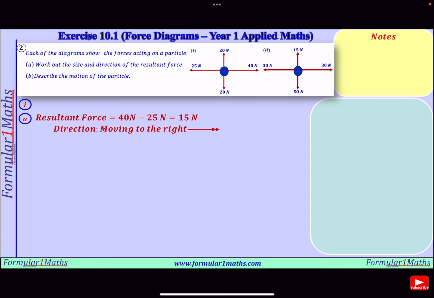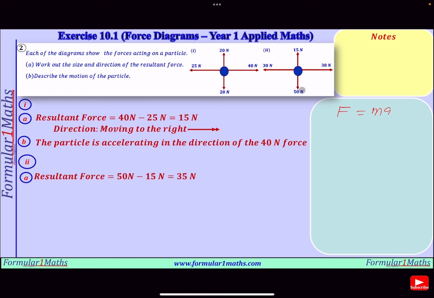Now, Newton's second law of motion says that F equals ma, where F is the resultant force acting on the particle, m is the mass of the particle, and a is the acceleration produced by this force. Since there is a resultant force acting to the right, we can say that the particle is accelerating to the right. So for B, we say the particle is accelerating in the direction of the 40 newton force, which is to the right.